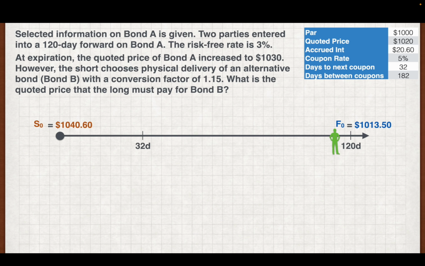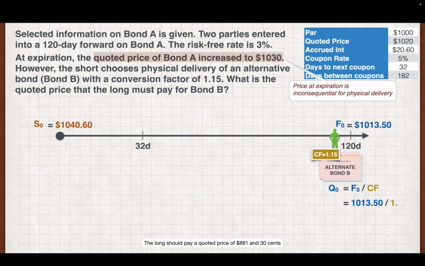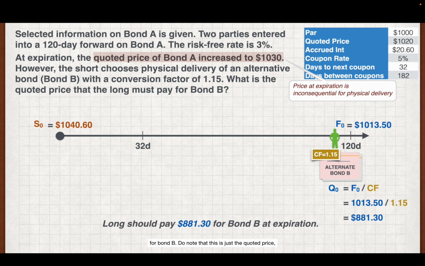And we're back. Firstly, like all forwards, the price of either bond at expiration is inconsequential in a physical settlement. The contract requires the long to pay the forward price at initiation, which is this amount. However, since an alternate bond is delivered, the price is adjusted by the given conversion factor of 1.15. The long should pay a quoted price of $881.30 for Bond B. Do note that this is just the quoted price, so the long should also pay the accrued interest for Bond B.